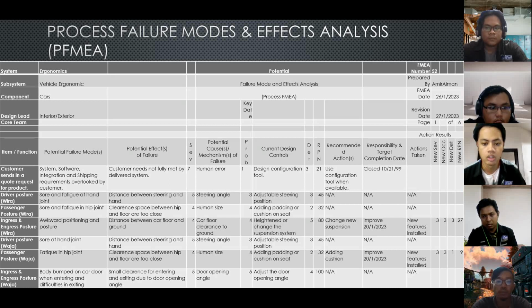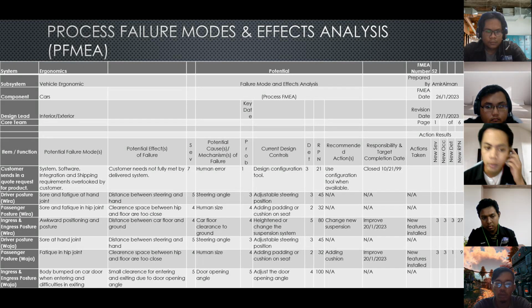Alright, so the RPN can be seen that the driver posture RPN value is 21, and then the passenger posture value for Wira is 32, and the ingress and egress posture for Wira is 18. Okay, as for the Proton Wajah, the driver posture for Wajah is 45. The passenger posture is 32, and the ingress and egress posture of Wajah is 100.